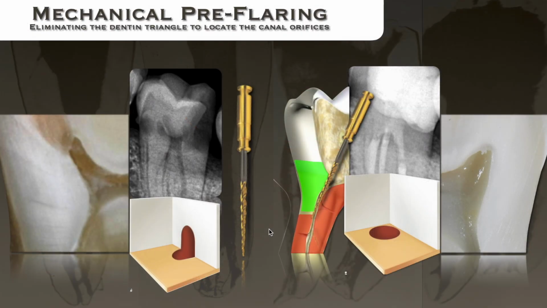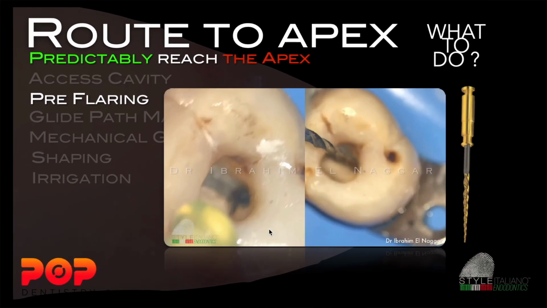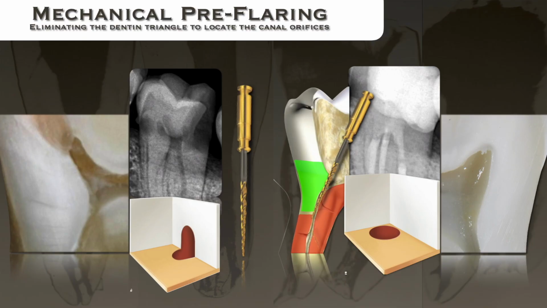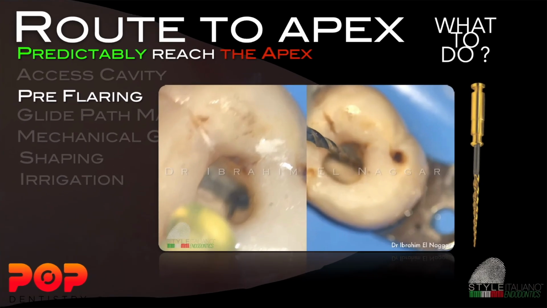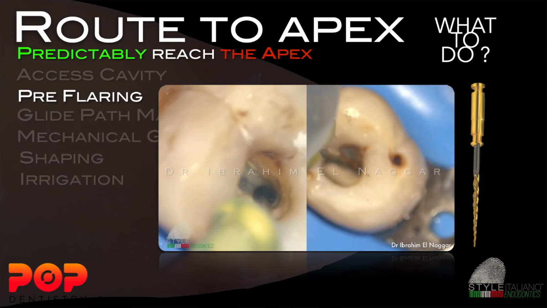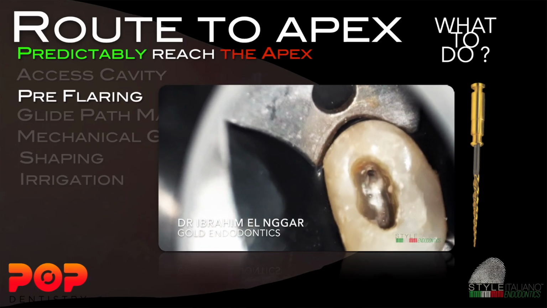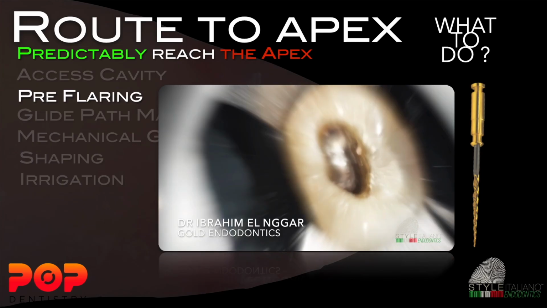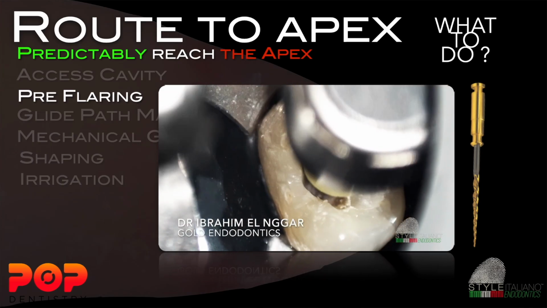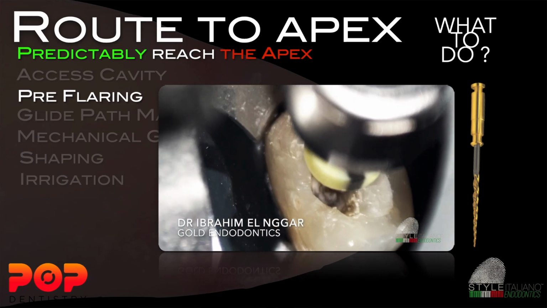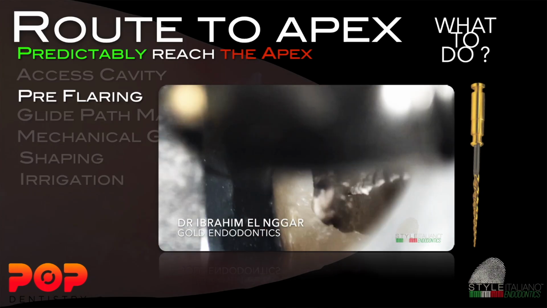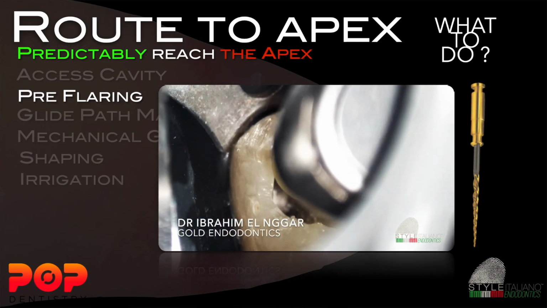The most important step during the mechanical pre-flaring is the relocation of the canal orifice from the wall to the floor. We are using the orifice openers or the pre-flaring files in a brushing direction. You can appreciate that in this case I was able to reach the apex easily just with the use of the orifice opener. After that, I just put in my manual file, and the file went to the apex. I used the orifice openers in a brushing motion on the outer wall, for the buccal canal and the lingual canal.